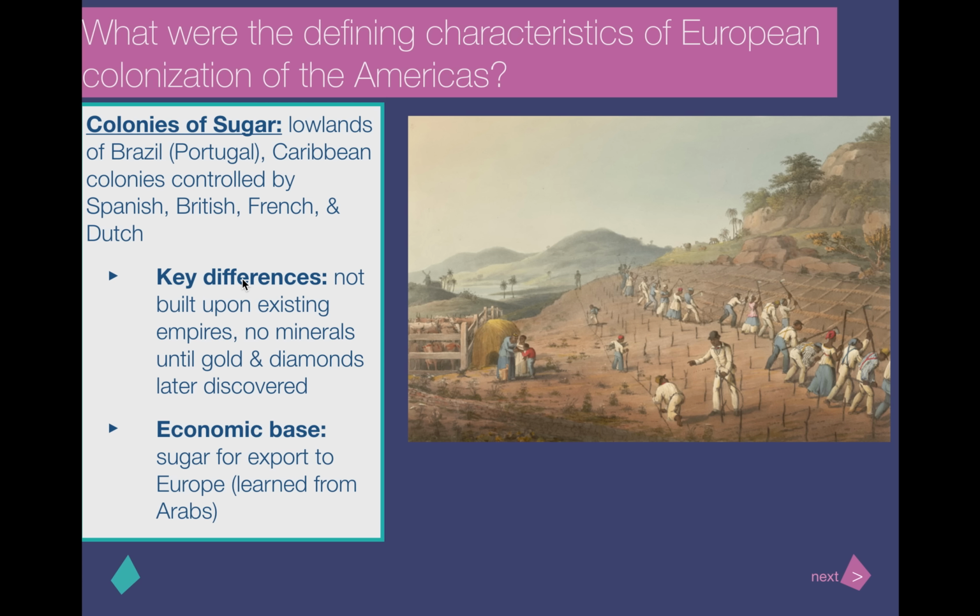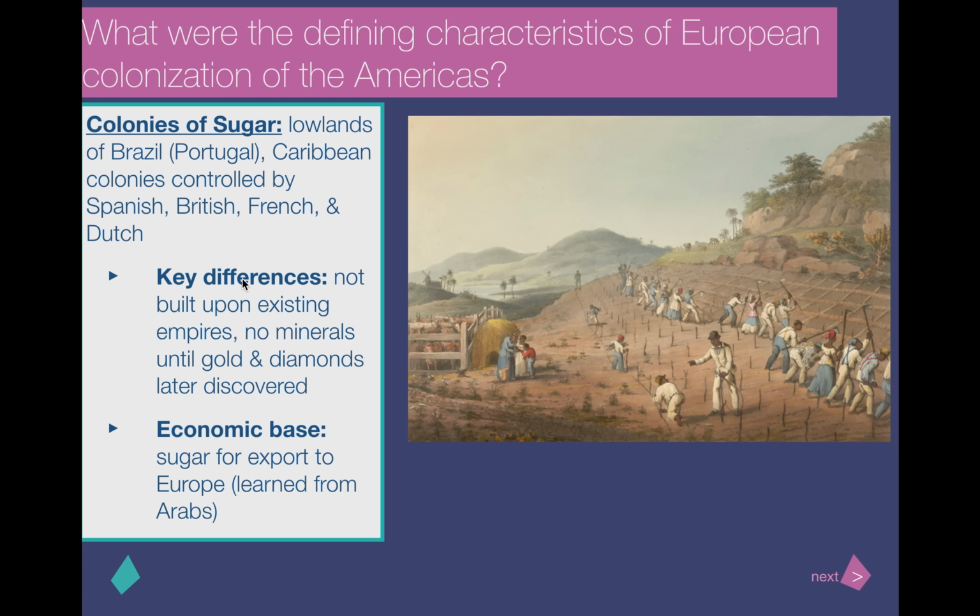The key difference here is that these colonies were not built upon existing empires. So they're not taking over these systems of the Aztec and Inca. They are essentially establishing control over these regions and building systems to their benefit, because they're not taking over places that have strong political and economic organization that are already there. Similarly, there were no minerals at first, so there wasn't the gold and silver that they were searching for. They didn't discover the presence of gold until the 1690s, and diamonds were discovered much later.